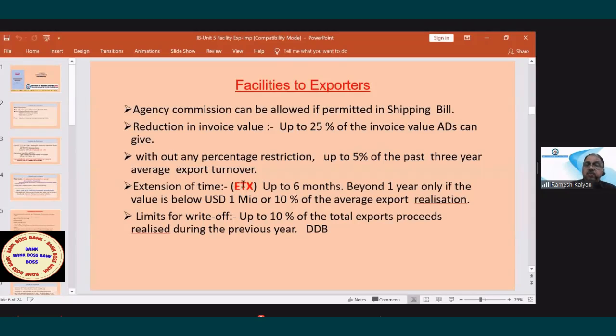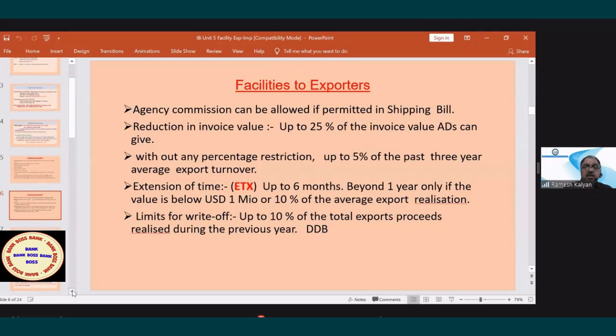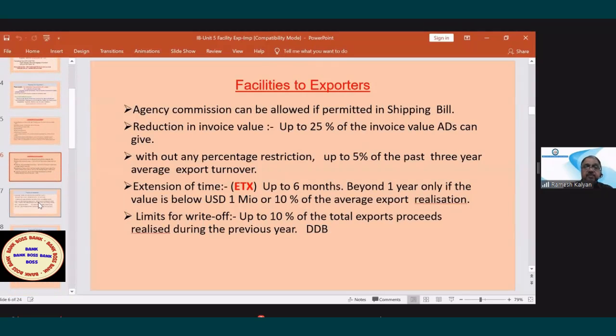This is one of the most important, 3 statements are there. Often they will be asking. One is ET, extension of time. Whenever an authorized dealer is giving extension of time more than 6 months, whatever is more than the normal period, we have to report it there. The limit for write-off, the eligibility is up to 10%. The main point is whatever duty drawback that he has obtained should be surrendered to the DGFT.